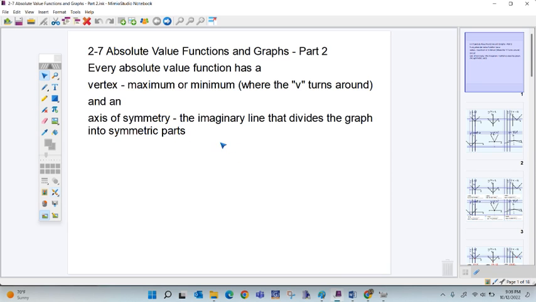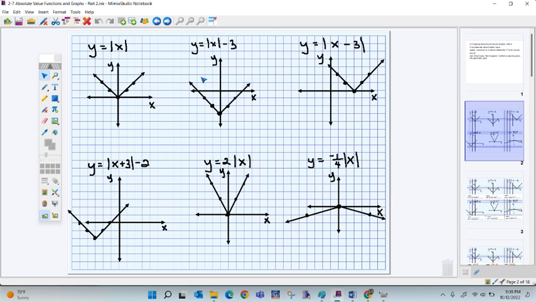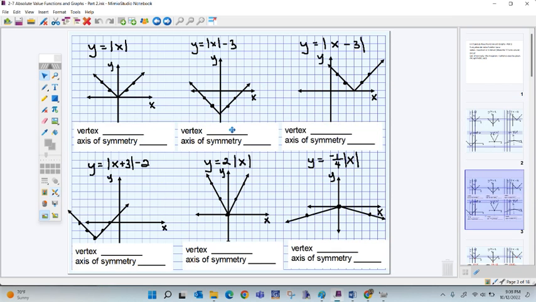An axis of symmetry, if you remember from geometry, if you had a symmetric situation, you would have the same thing on the right as you had on the left, and you could fold it down the middle and get the same figure. So on these graphs, we looked at all these graphs a minute ago, so here they all are. What we can do is identify where the vertex is and where the axis of symmetry is. The vertex is just the ordered pair at the corner of the V.